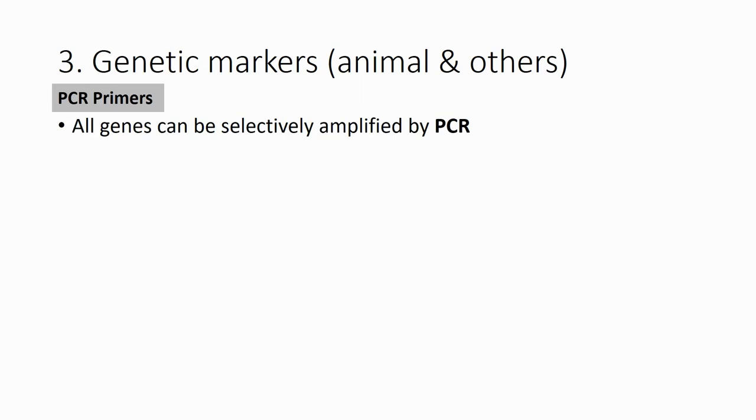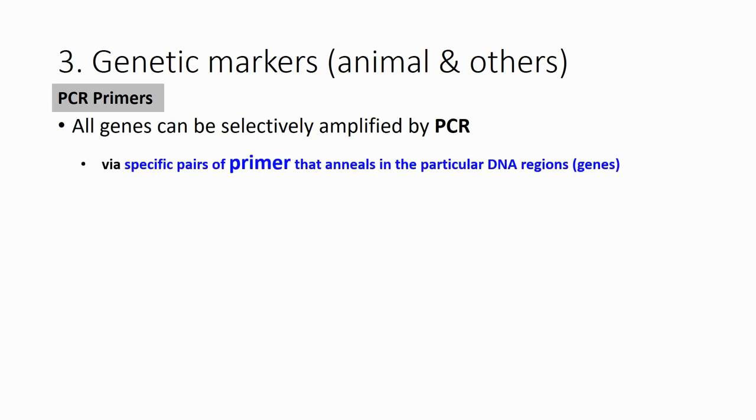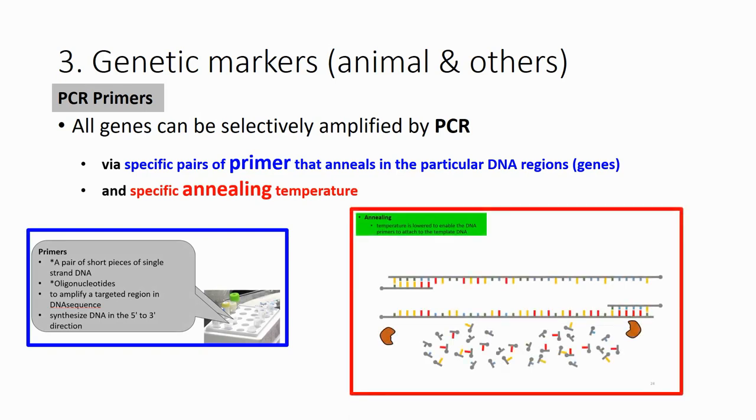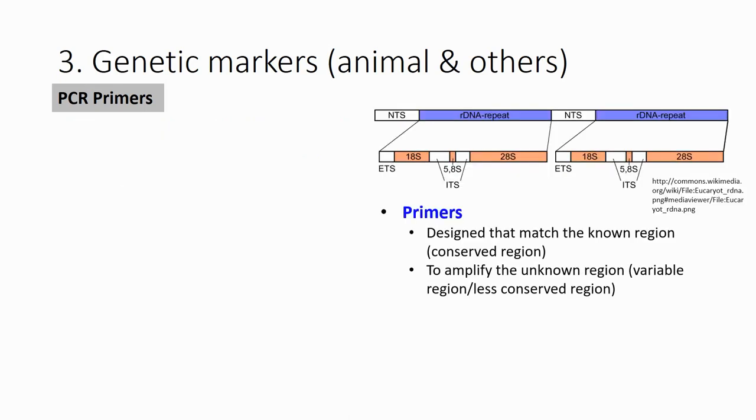All genes can be selectively amplified by using PCR. By using a specific pair of primers, you amplify a particular DNA region. This is a slide from the previous lecture on PCR. It happens at a very specific annealing temperature, depending on the sequence. Usually the primer is designed to match the known region in order to amplify the unknown region. The known region is a conserved region.